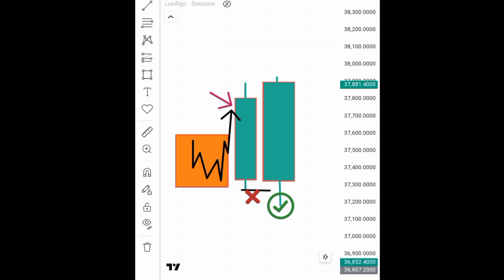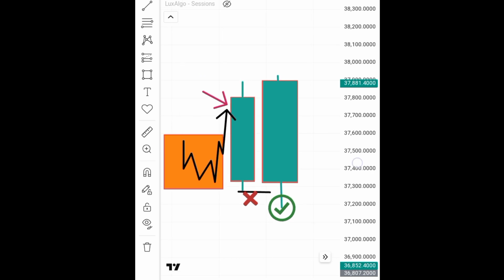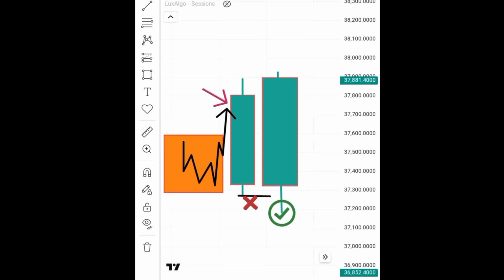So let us try to look for the sell setup and illustrate it before we go to our main chart and check how we can go from there.